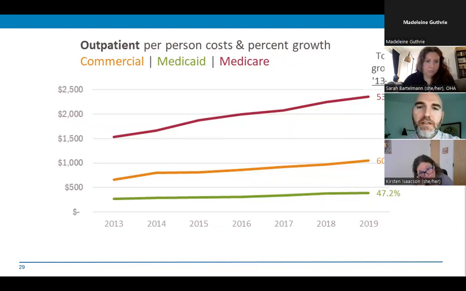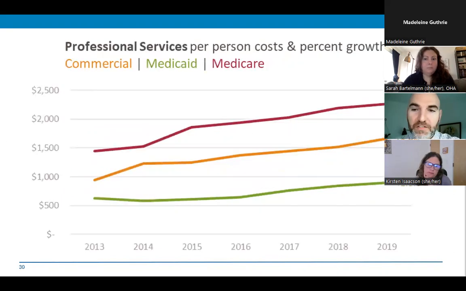It's important to note here that a percent growth on a smaller dollar amount is smaller than a percent growth on a larger dollar amount, right? So a 50% growth in Medicare at $1,500 is more dollars than a 50% growth of commercial at $700, right? That's just how it works, but it's still helpful to compare these things against each other. Let's go to the next slide.